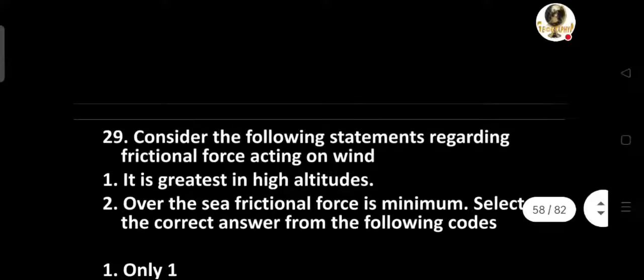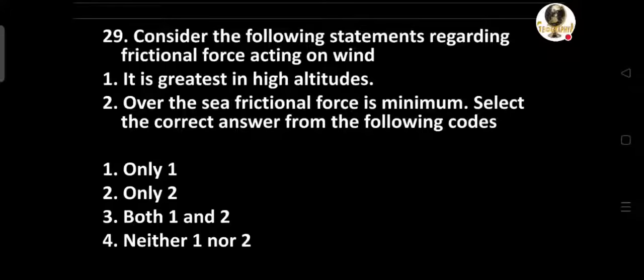Next another question, question number 29. Consider the following statements regarding the frictional force acting on winds. Statement 1: it is the greatest at high altitude. Statement 2: over the sea, frictional force is minimum. Select the correct answer from the following codes: only one, only two, both 1 and 2, and neither 1 nor 2.